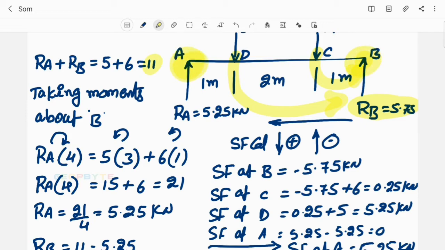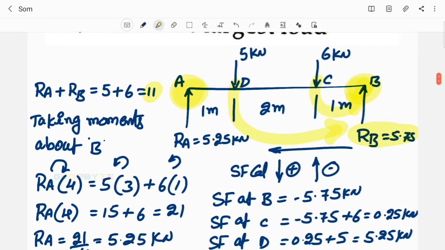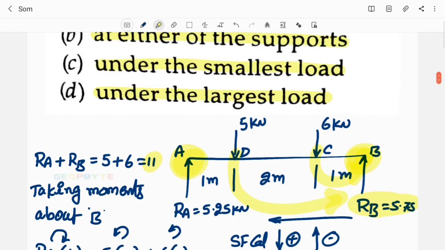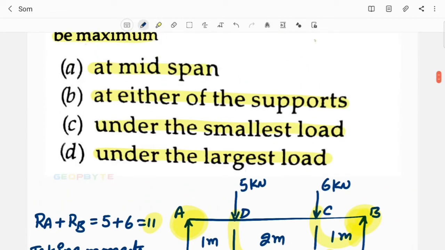Maximum shear force is occurring at the supporting points when the simply supported beam is subjected to several concentrated loads. Now look at the options. At the midspan, no. B, at either of the supports, absolutely correct. The maximum shear force may be occurring either at A or B. So if equal loads are acting at equal distance from the respective supports, then the shear force will be maximum, and equal at A and B. Therefore option B can be selected.